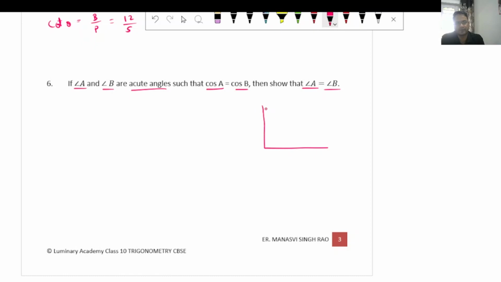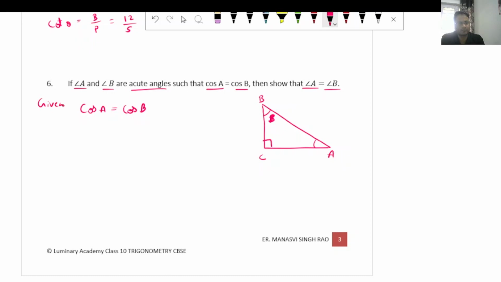In this triangle you can name this angle A, and this angle B, and they both are acute if you can see that. So don't write inside, just write outside. This is B and this is C. So A, B and C, this is a right angle triangle. Now it is written that cos A is equal to cos B.